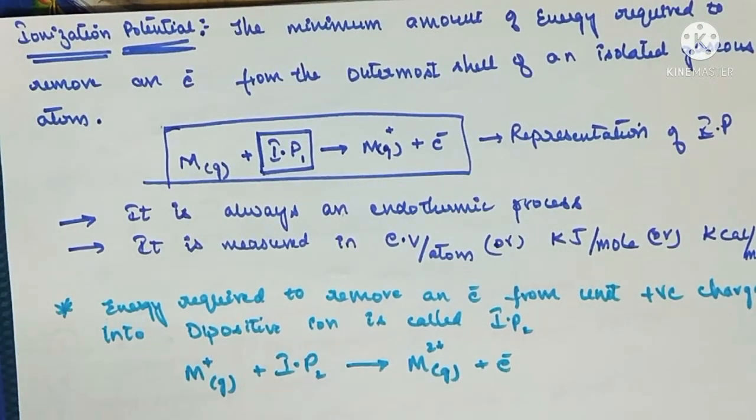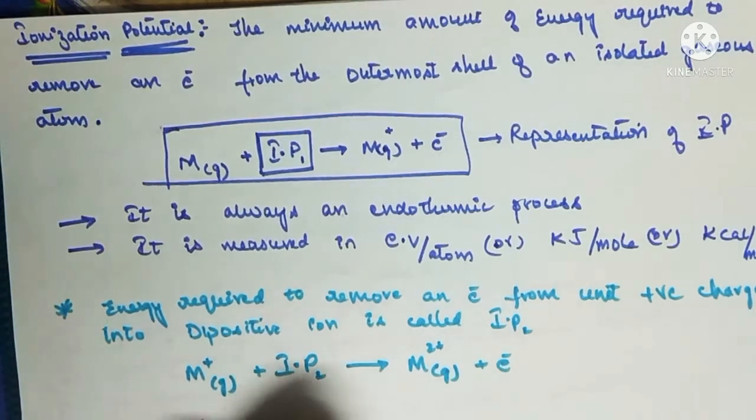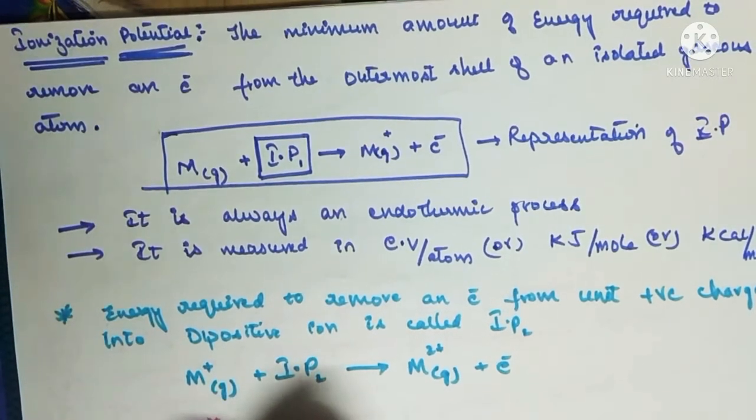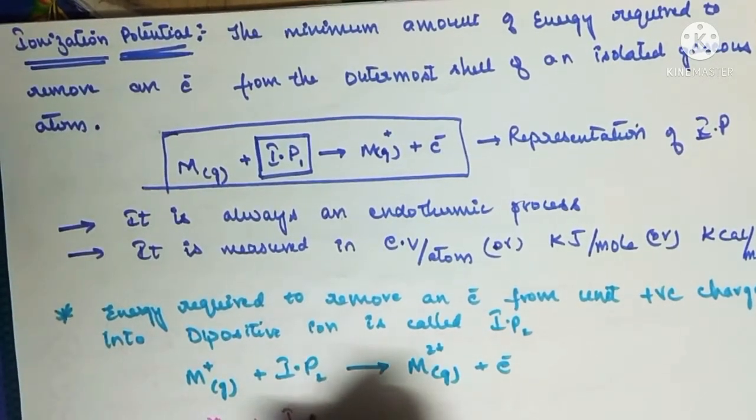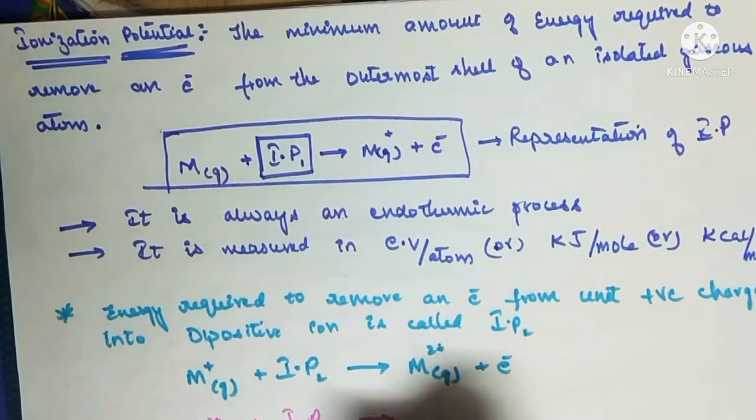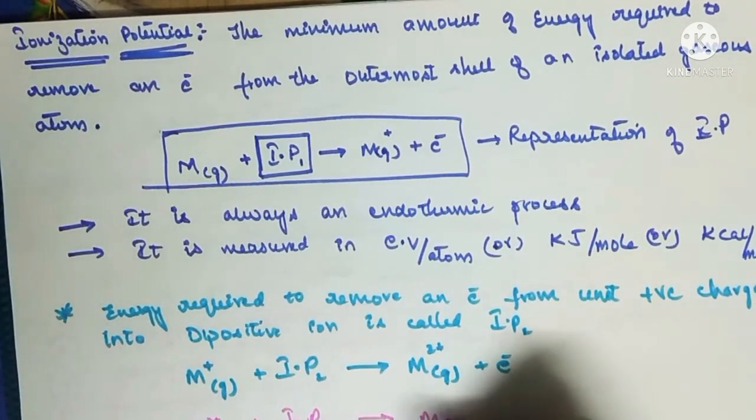And in the same way, energy required to remove an electron from dipositive gaseous ion to convert into tripositive ion is called IP3. We can represent it as M2+ + IP3 gives rise to M3+ + electron.